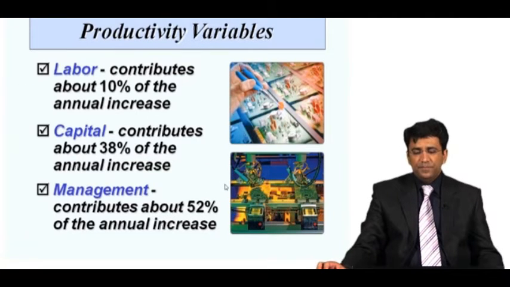Now students, the research conducted by the different theories says that labor contributes about 10% of the annual increase in productivity, capital contributes about 38%, and similarly the management philosophy and management activities contribute about 52% of the annual increase in productivity. So these are some of the figures that have been studied by some theories, about what the different factors are which have contributed towards productivity improvement. And again, we'll have to give them due importance if we want to enhance the productivity level for our own organizations.